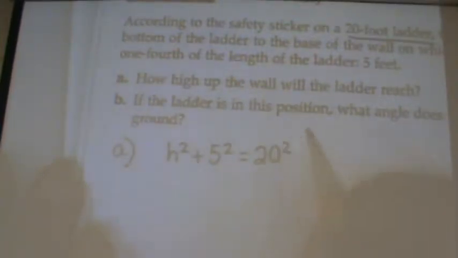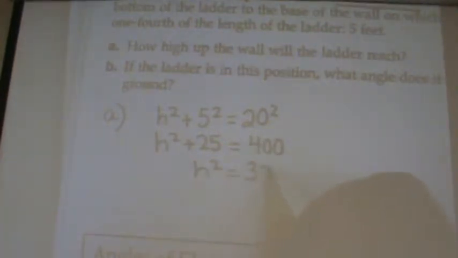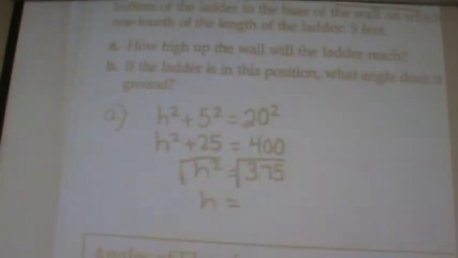So for A, you're going to do h squared, your 2 legs squared added together, is equal to the hypotenuse squared. How do you solve this? Square 20, you get 400. 5 squared is 25. Subtract 25. Now take the square root. Now when you take the square root, you get a plus or minus, but you can't have a negative dimension. You're going to get rid of the negative number, so 19.36 feet.